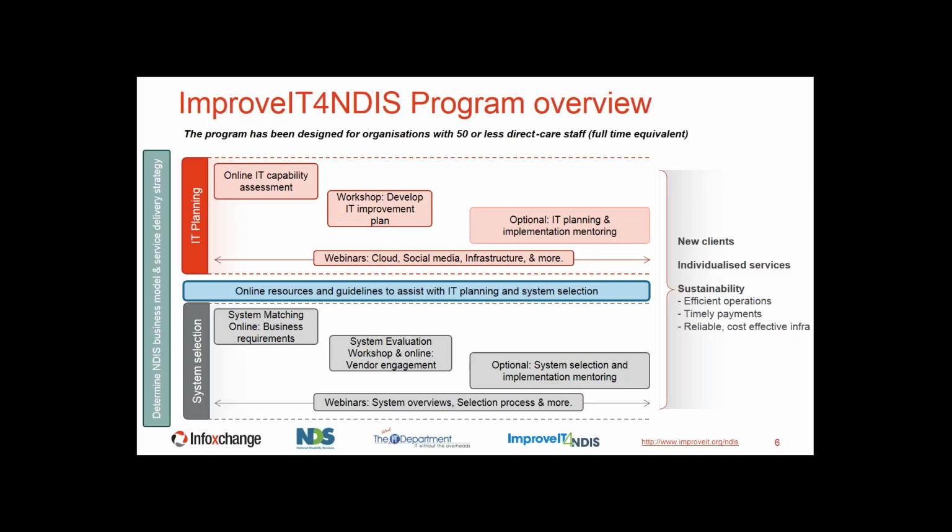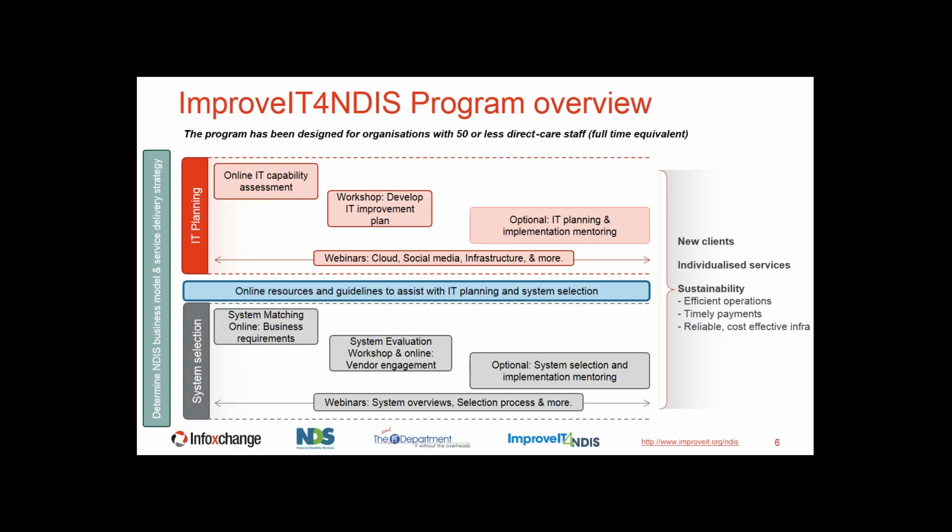That workshop, and I'll cover the workshops in a slide or two because we've got them in each state and territory around Australia, is where we look at what the key strengths and weaknesses are for your organisation, and we work through a structured process to develop an IT plan. Throughout that process, there are also webinars and optional mentoring if you would like that, to assist you with that process. We're developing a whole range of resources and guidelines to help with the IT planning and the system selection project.